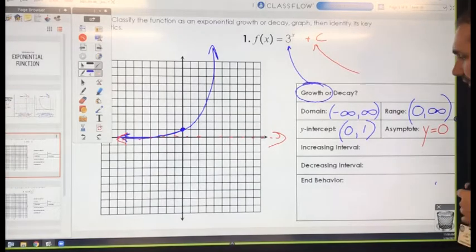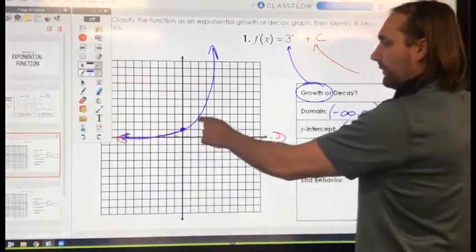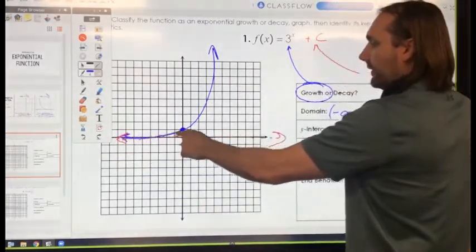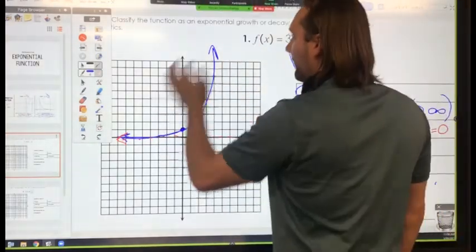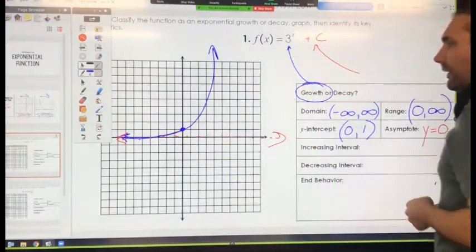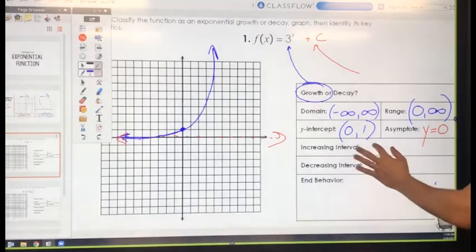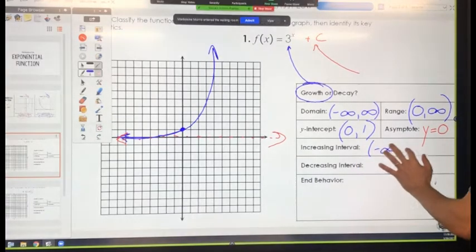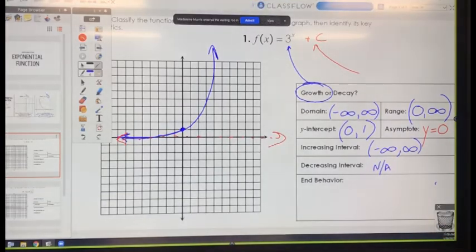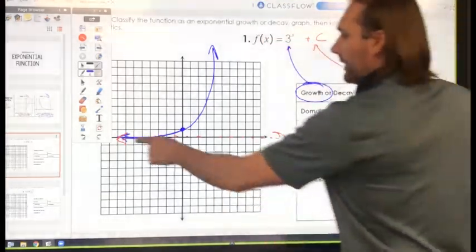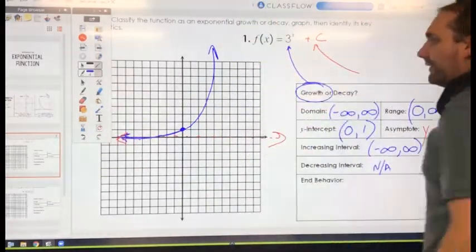Now let's look at intervals of increasing and decreasing. If I were to draw my graph from left to right, what is my finger doing? Is it increasing or decreasing? Increasing. Is there any point that my graph decreases? No. There are no turning points with exponentials, so it's either going to be one or the other. One of these is going to be all real numbers. The other one is going to be non-existent. So my interval is from negative infinity all the way to positive infinity. My graph is increasing. It's constantly going up.